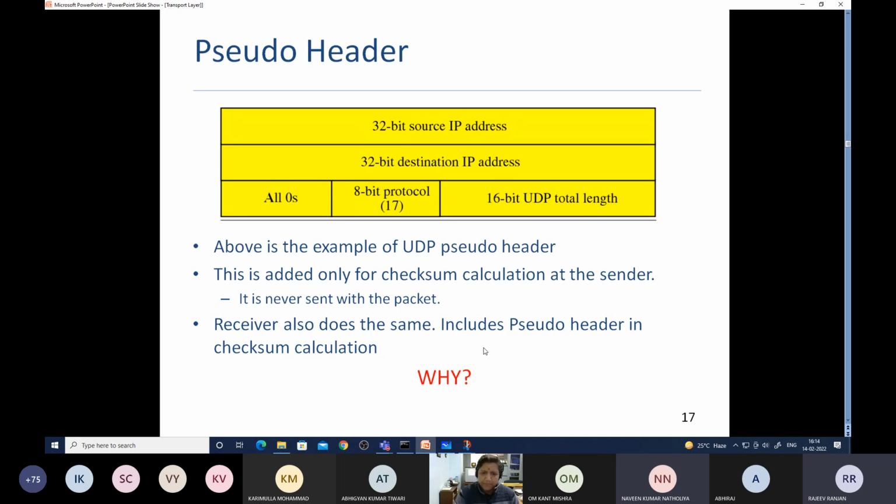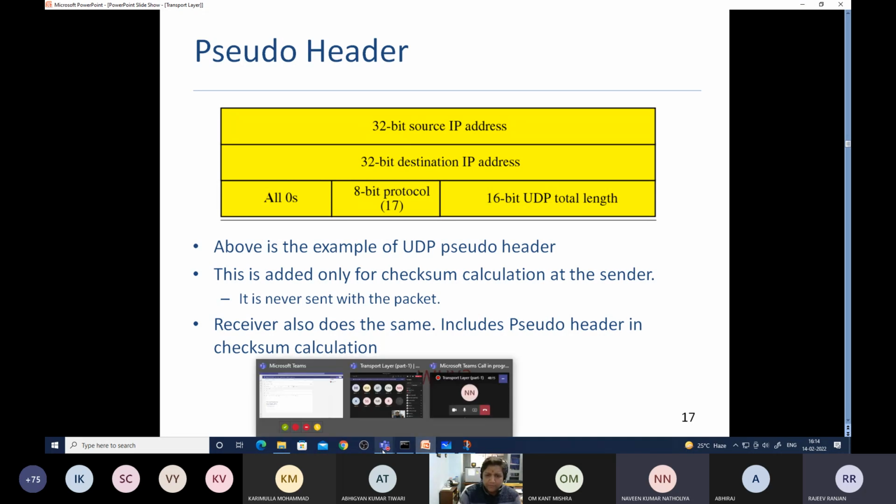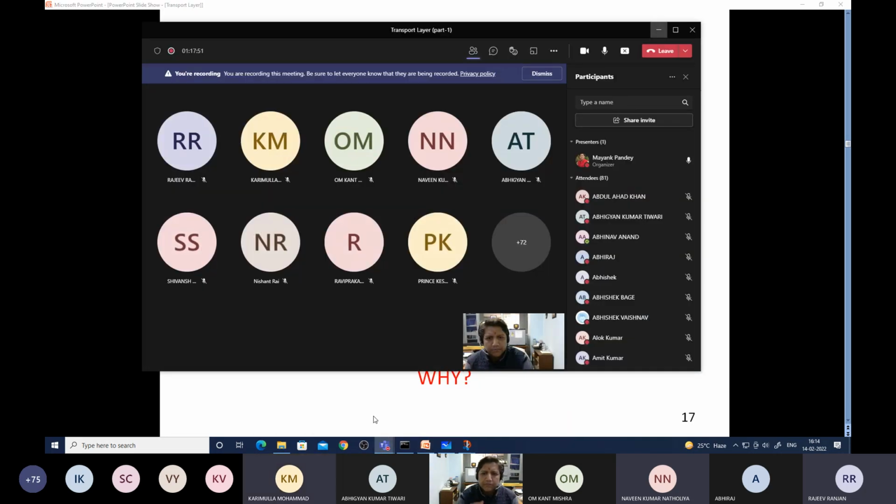Any answers? Any idea? Sir, to make sure that it reaches the correct destination, like the IP address may change during the transportation. No.